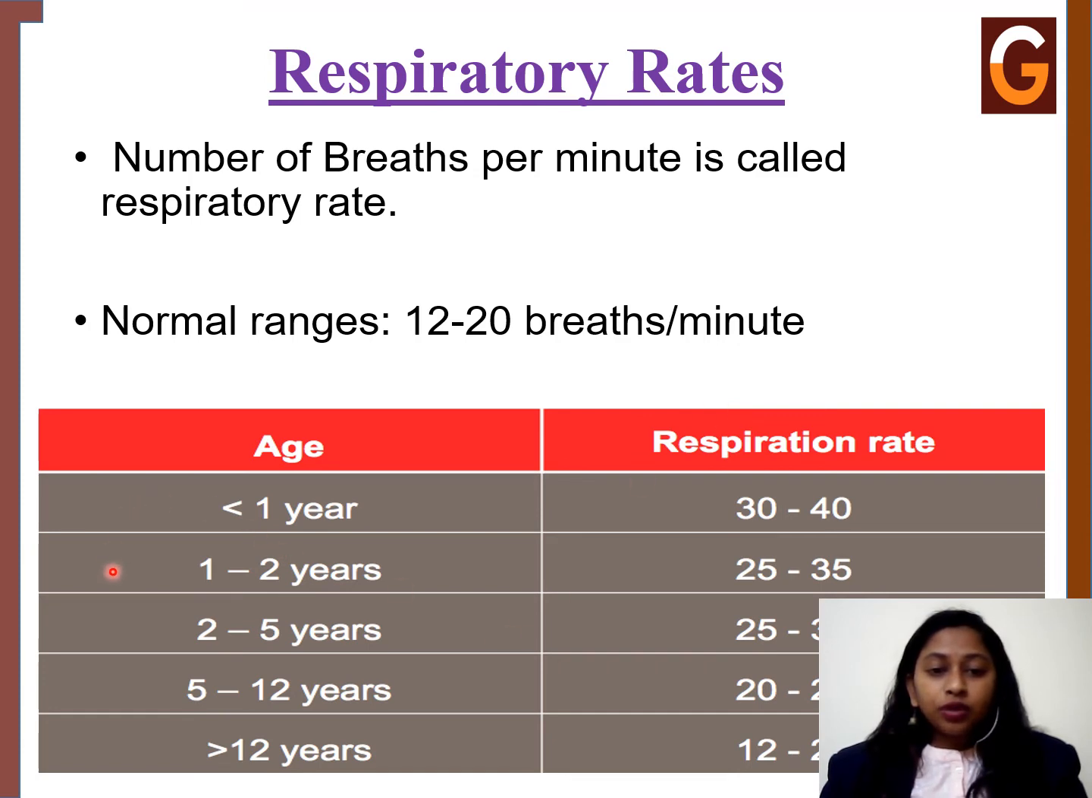And if the baby is 1 to 2 years old, the respiratory rate will come down to 25 to 35. If the baby is 2 to 5 years old, then it will come to 25 to 30. And if the kid has now become a bit of a teenager, so 5 to 12 years old, then it will go to 20 to 25 breaths per minute. And if the teenager is more than 12 years old, then it goes to 12 to 20. So these are the segregations that we have kept. Normally if an adult comes into the hospital, or we are checking each other as well, it will come as 12 to 20 breaths per minute.